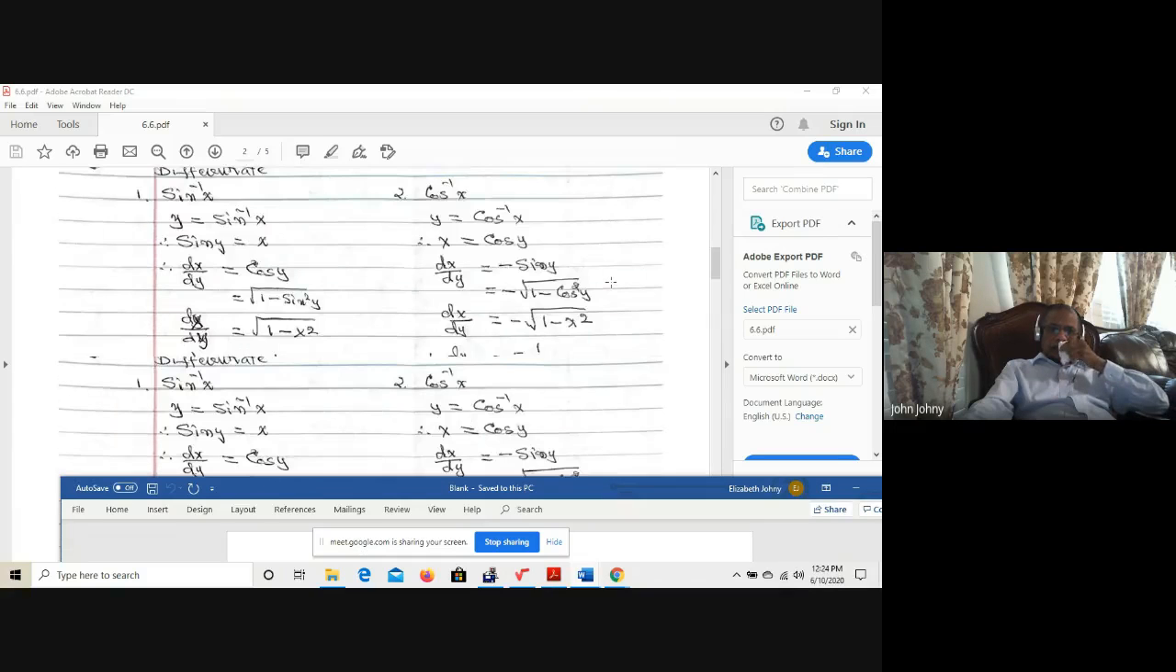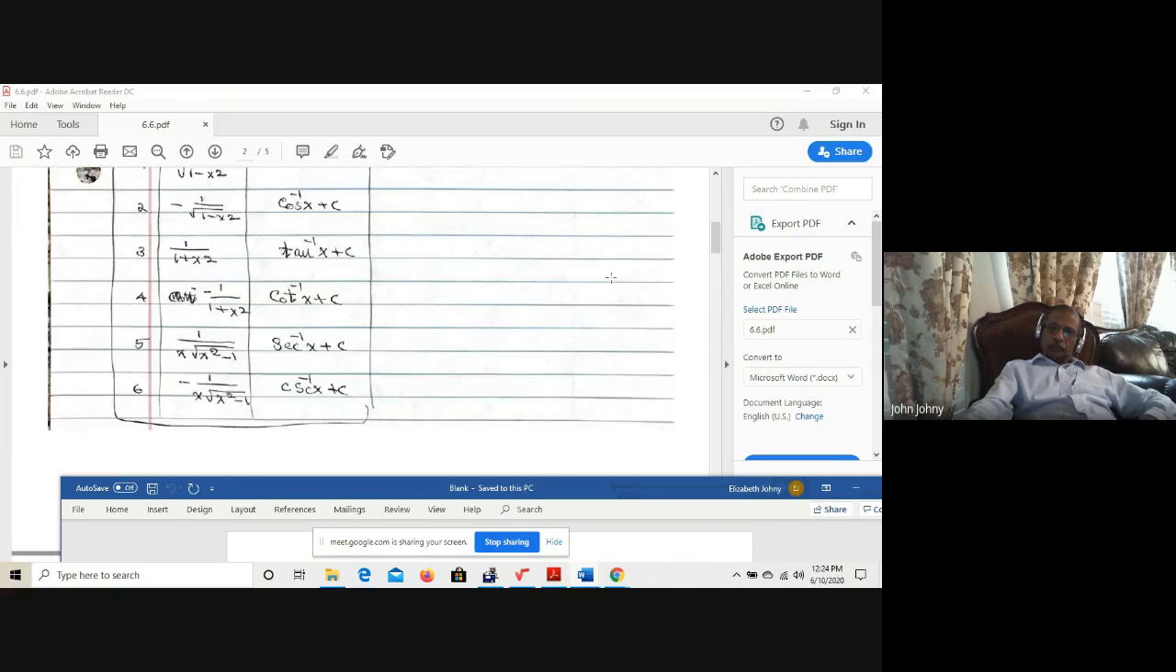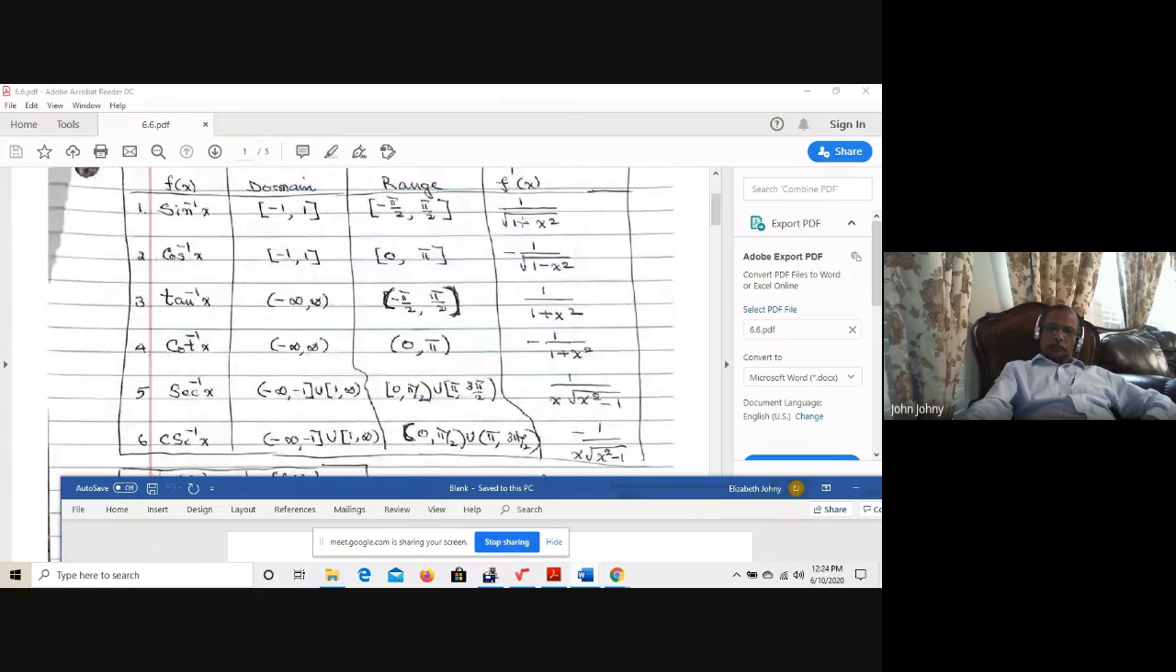Those formulas are written at the top. Sine inverse x, the derivative is 1 over square root of 1 minus x square. Cos inverse x, the derivative is negative 1 over square root of 1 minus x square. Tan inverse x, 1 over 1 plus x square. Cot inverse x, negative 1 over 1 plus x square. Secant inverse x, 1 over x times square root of x square minus 1.